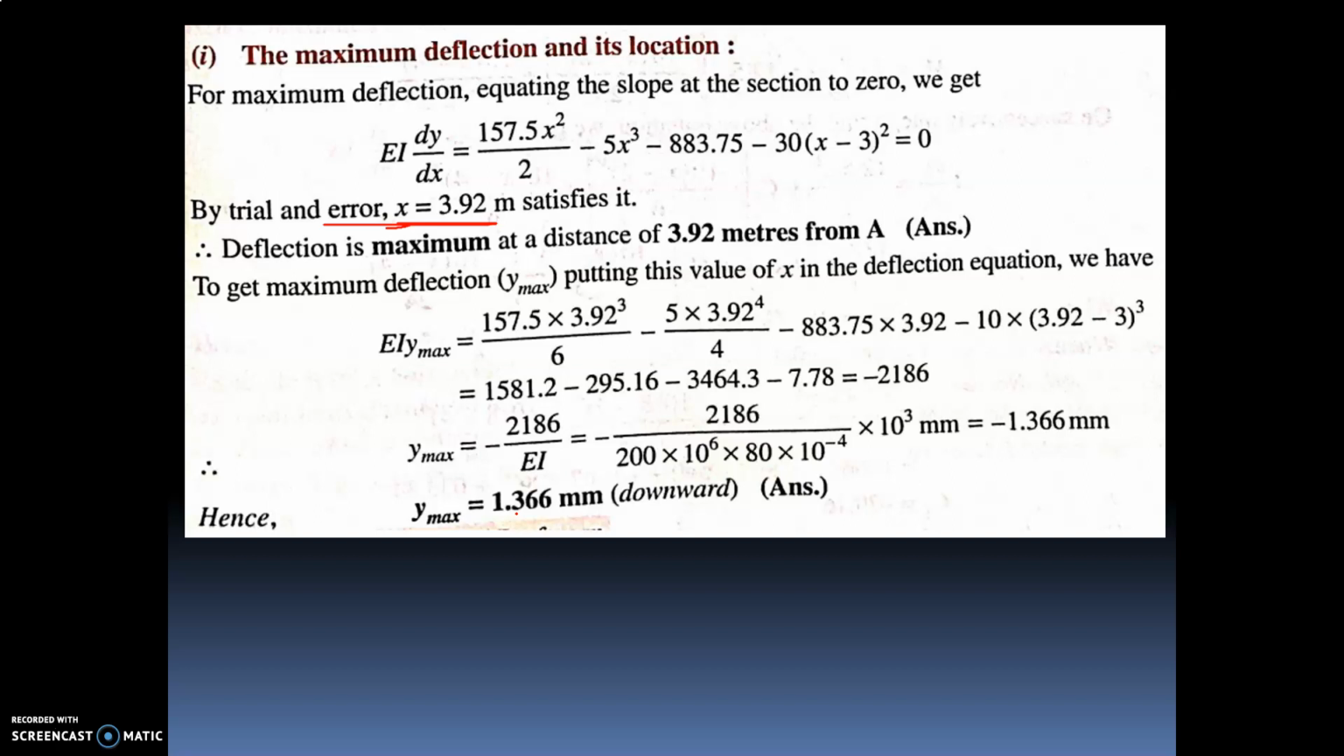If asked to find the maximum deflection, then you have to locate where that deflection occurs. For that, you have to use the slope equation. Where the deflection is maximum, the slope is 0 at that point. So you have to equate that slope EI dy by dx equal to 0 and, solving that equation, you get the x value. Once you get the x value, you can find y maximum. If it is asked at particular points, directly you can take the y value and we can find the deflection. I hope all of you understood.